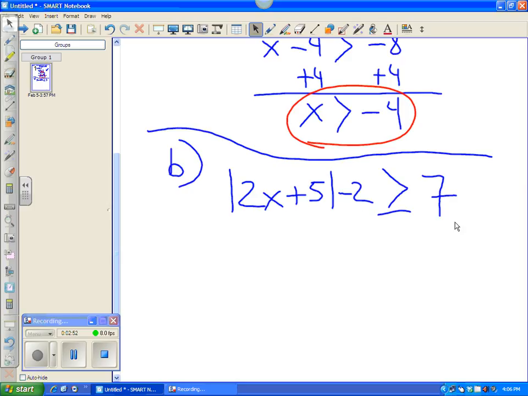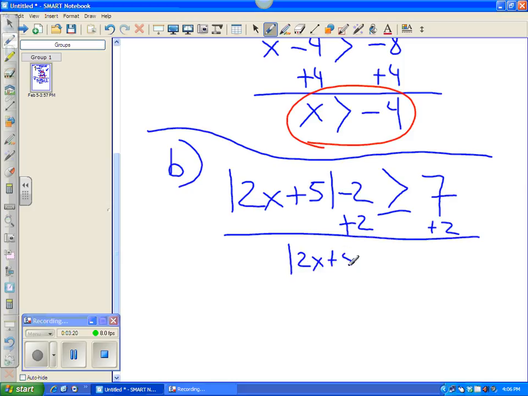So what we need to do is get this absolute value section all by itself. The first step in these kinds of problems is that we need to move all the other numbers that are outside of the absolute value to the other side of the inequality. In this case, it's the negative 2. We add 2 to both sides in order to cancel out that negative 2. And this gives me the absolute value of 2x plus 5 is still greater than or equal to 9. Perfect.